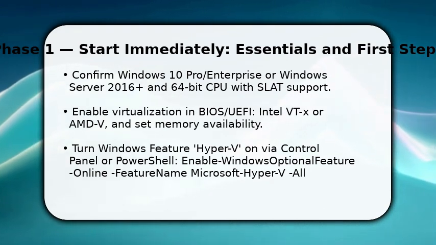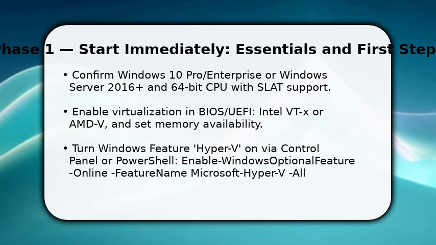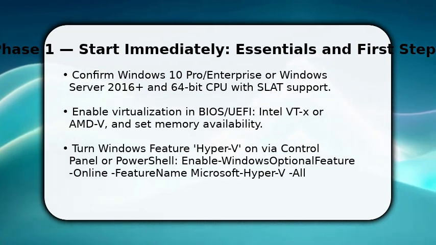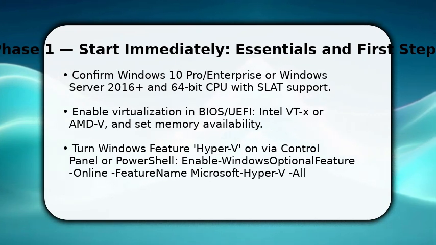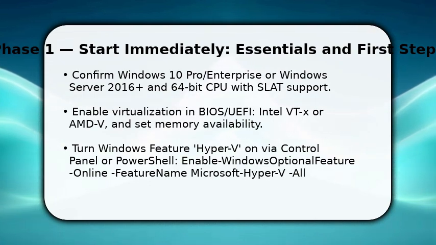Once done, enable Hyper-V in Windows Features or run PowerShell as admin. Enable-WindowsOptionalFeature -Online -FeatureName Microsoft-Hyper-V-All. Then reboot to apply changes and prepare the host for role configuration.